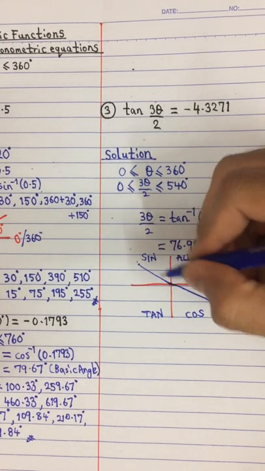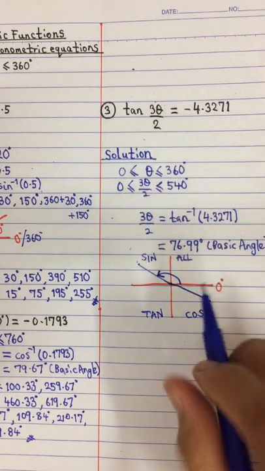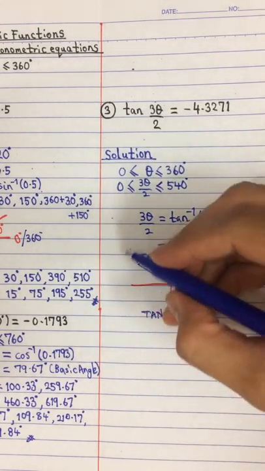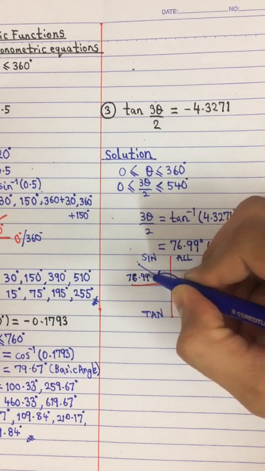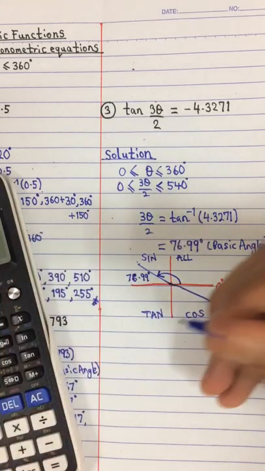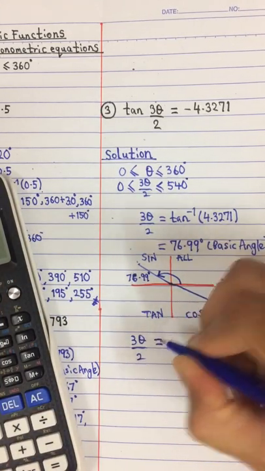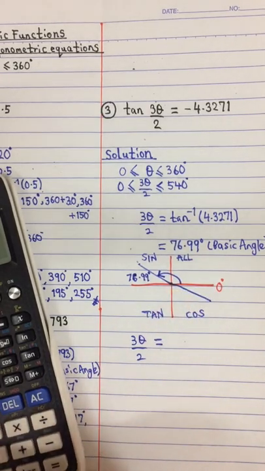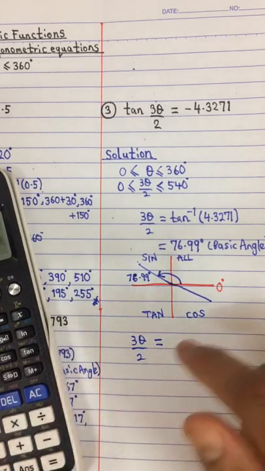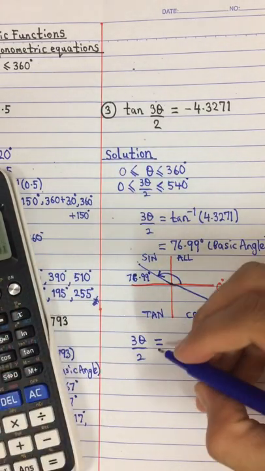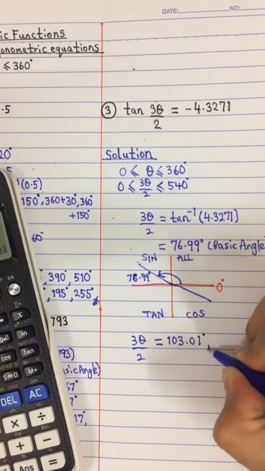Okay, to find in the first region, you have to measure from 0 until this line. Okay, our basic angle will go here. So the 76.99 will go here. So the first answer will be, you have to write 3 theta over 2 equals 180 minus 76.99, which gives you 103.01. So this is the first angle.